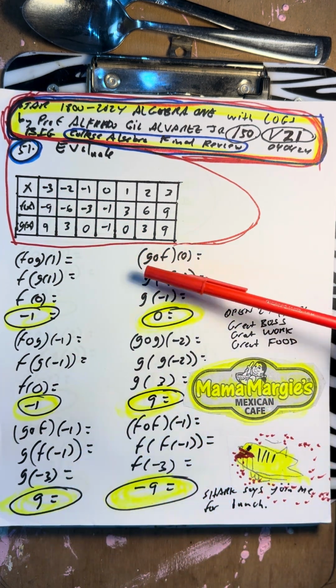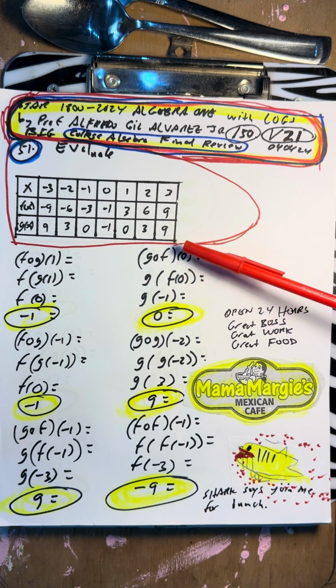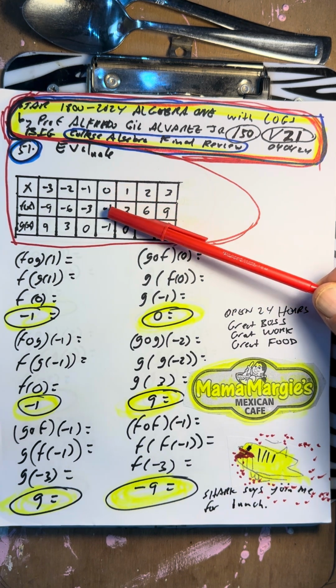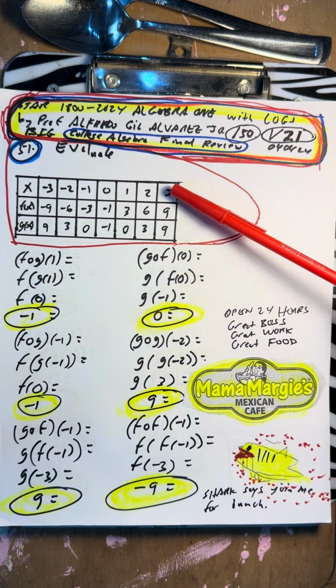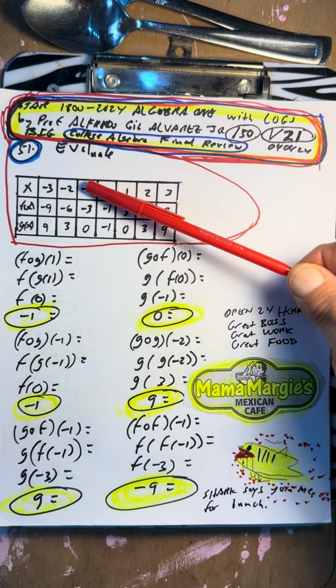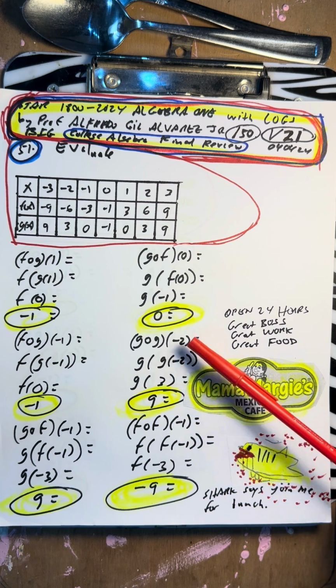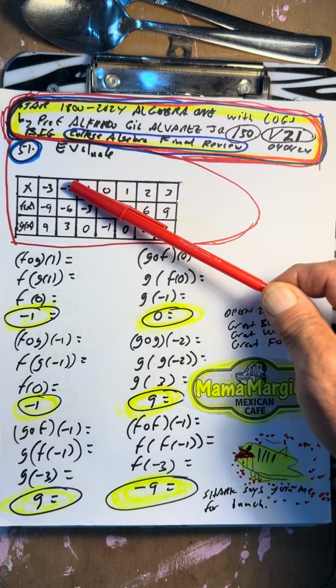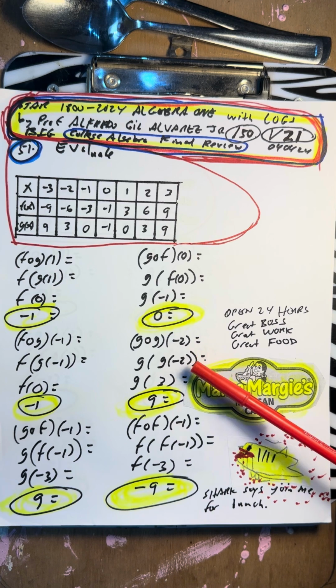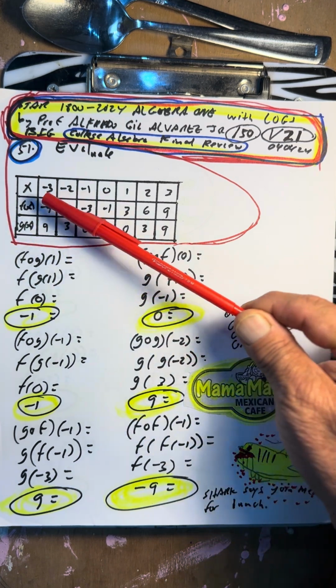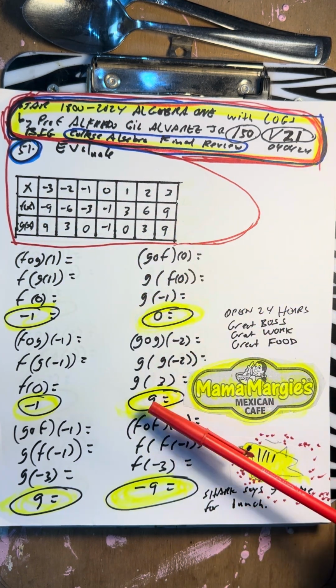This one, g circle f of 0. f of 0, what is f of 0? Put a 0, f function is right there, negative 1. And g of negative 1, go back up here, negative 1 right there, and g of negative 1 is 0. g circle g, so g of negative 2, there's negative 2, g of negative 2 is 3. Okay, and what's g of 3? g of 3 is 9.